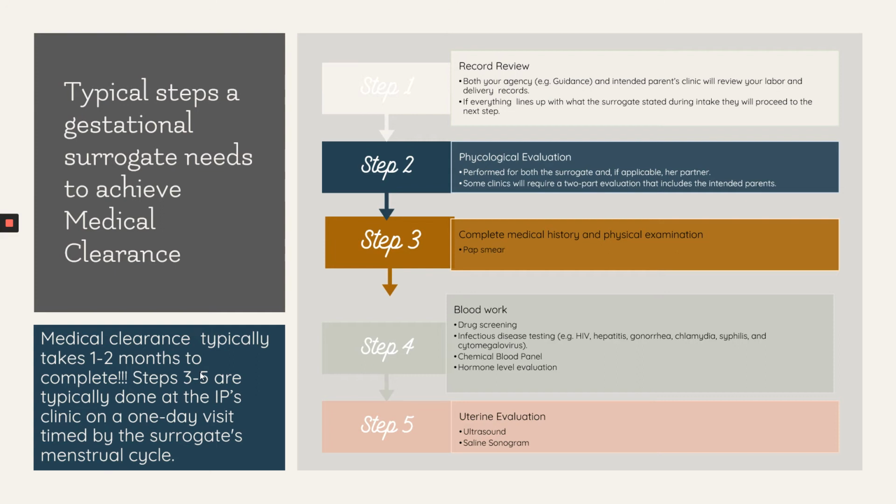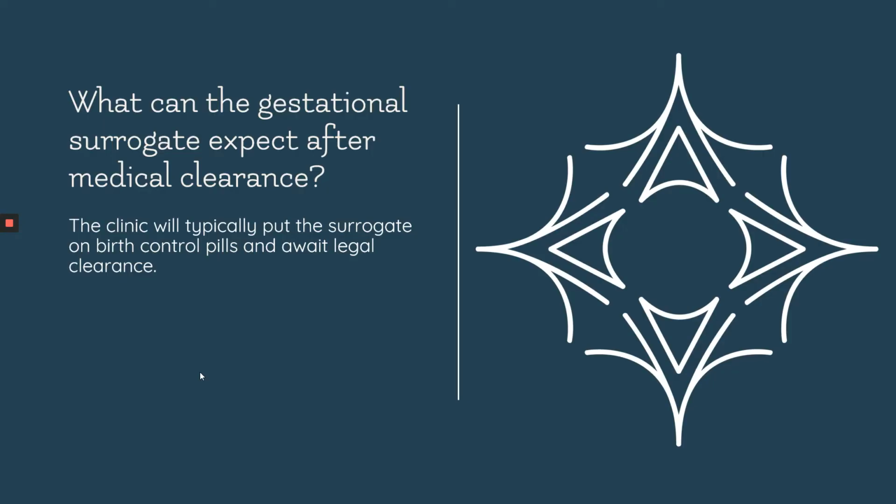Typically, medical clearance can take 1 to 2 months, as we mentioned before. It just depends on how quickly these appointments are scheduled and how soon the results come back in. So there are a lot of variables, but we try to make this as quick as possible because this is the determining factor whether you can move forward, because this appointment is to make sure that it is a safe and healthy journey for you, as well as for the parents. After medical clearance, the clinic typically puts you on birth control pills while we wait for your legal contracts to be executed.